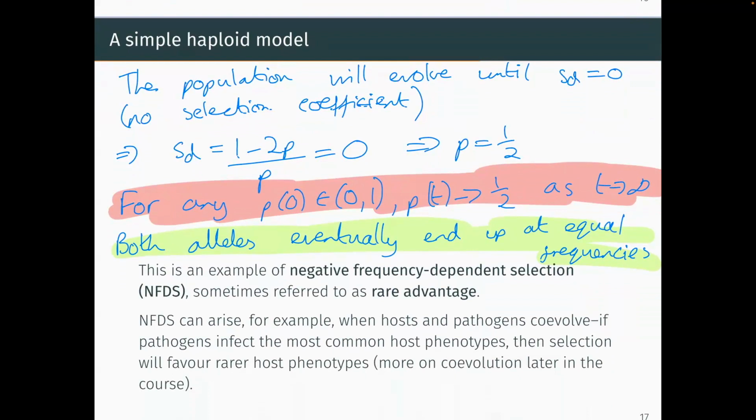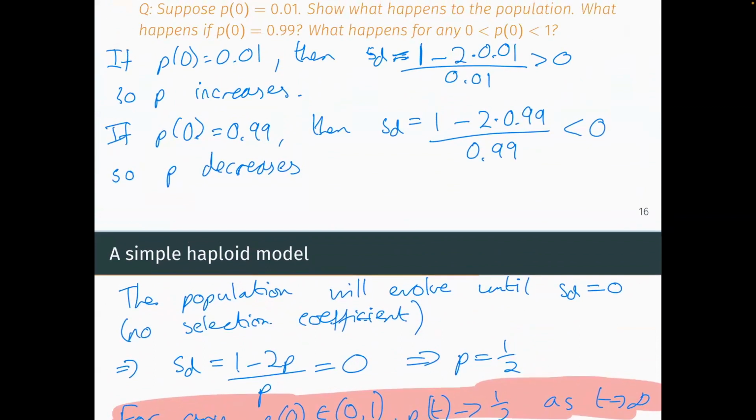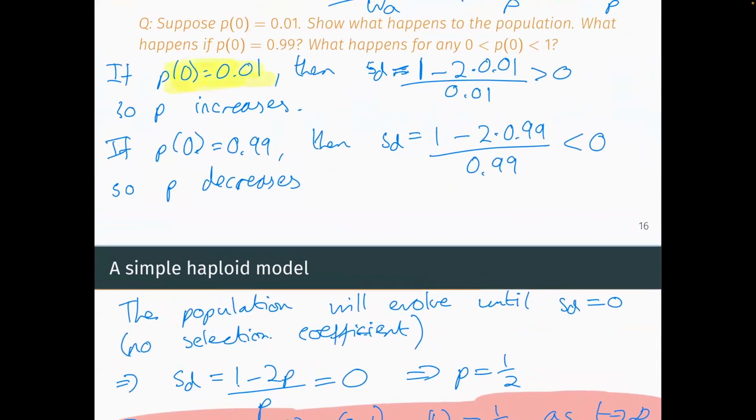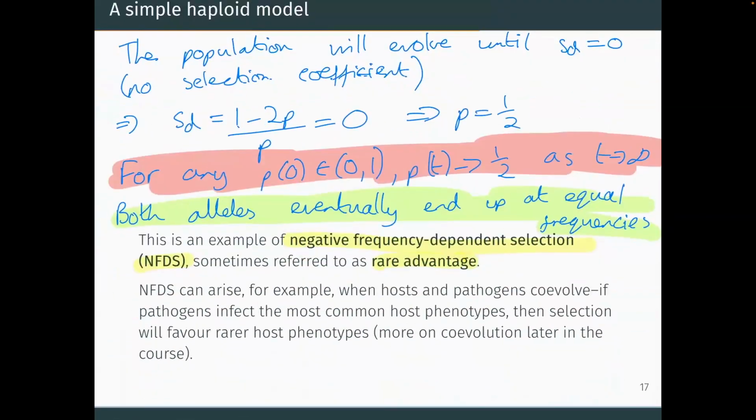Okay, that was a slight aside in terms of structuring and the relation between mathematical and biological answers. In terms of this actual scenario, this is an example of something called negative frequency dependent selection, usually abbreviated to NFDS. This is often referred to as rare advantage. When our capital A allele was at very low frequency, it increased. When it was at very high frequency, it decreased. So there's a negative feedback.